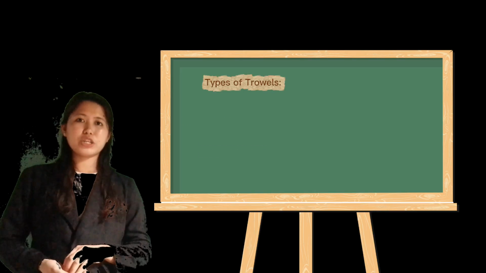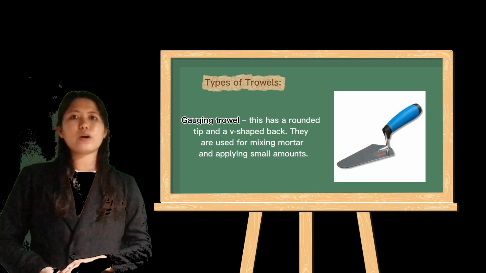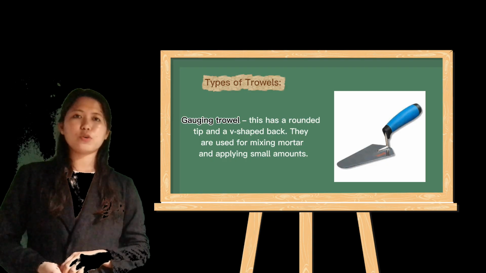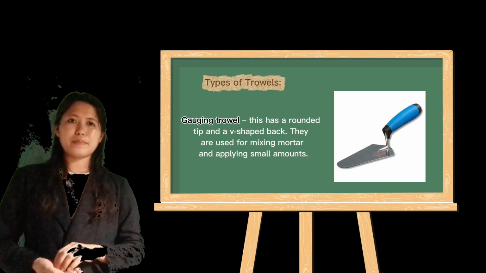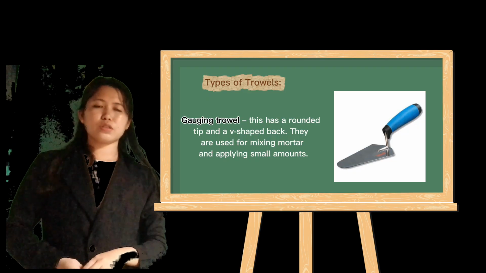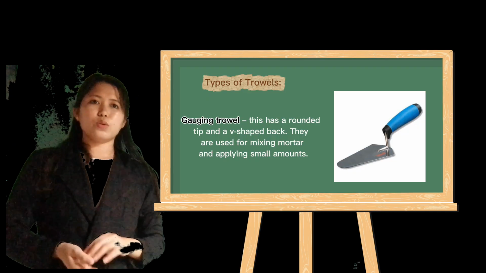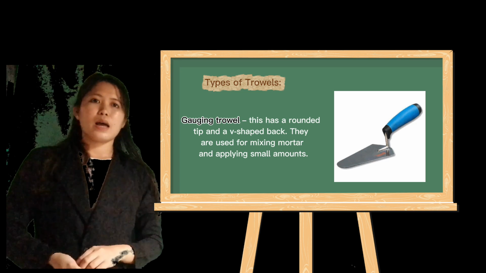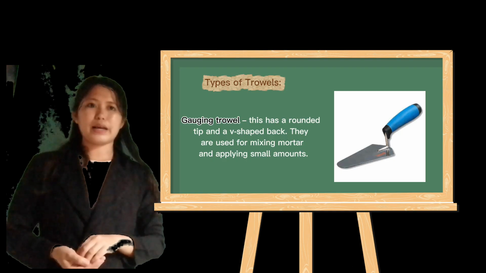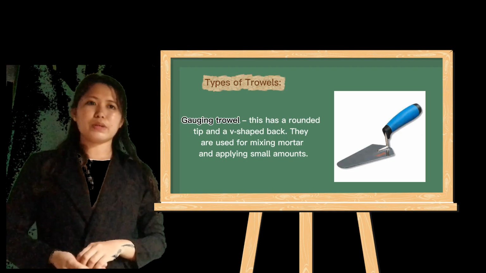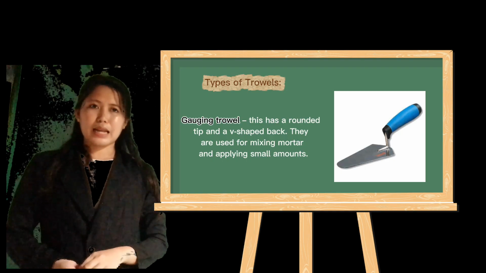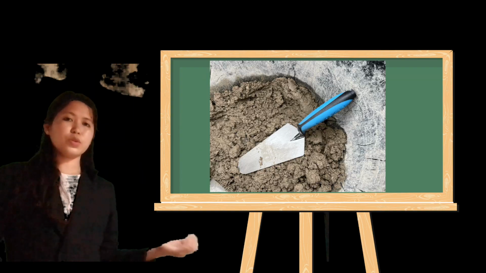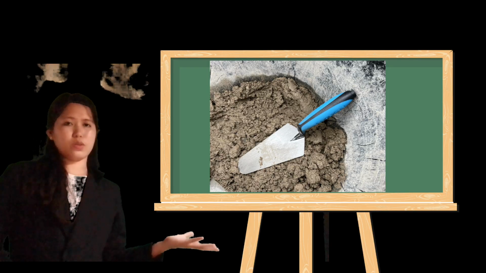Next is gouging trowel. Gouging trowels have a rounded tip and V-shaped back. They are used for mixing mortar and applying small amounts. Yung gouging trowel is ito yung may bilog na dulo, which is may V din na shape sa likod, which is madalas ginagamit para sa paghahalo ng maliit na dami ng semento or mortar at sa paglalagay nito sa tamang lugar. Ito yung ginagawa for gouging trowel.